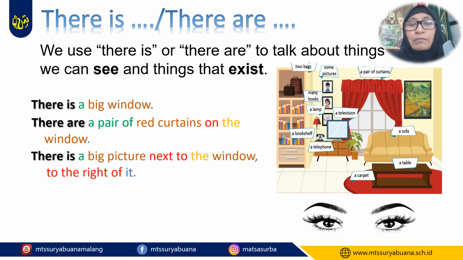There is a big picture next to the window, to the right of it. Right. Can you also see the big picture? Right. There are many pictures. There is a big one and 3 small ones, right? The big one is on the right of the window.